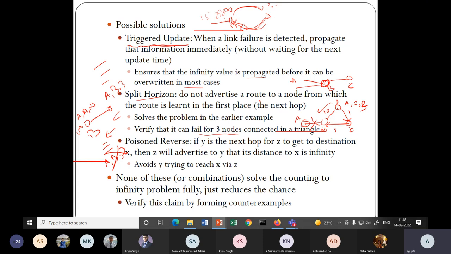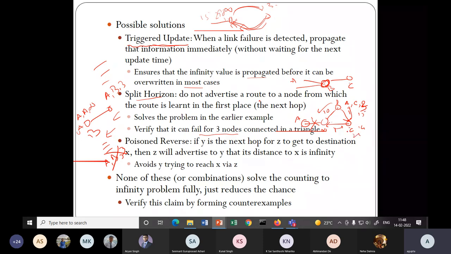And once that happens, it will send this. This will trust the next stop. It will do 13 plus 1, 14. This will do 14 plus 1, 15. This will do 15 plus 10, 25. And this will go on.